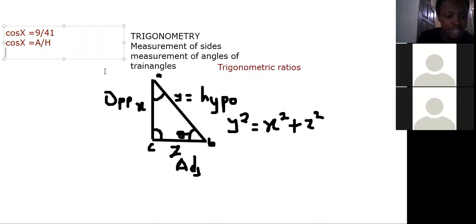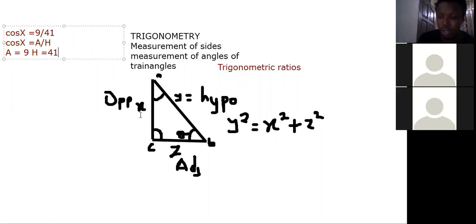So this means that the adjacent is 9, and the hypotenuse is what? 41. So looking at these two, we can use Pythagoras theorem. Here is 41, here is 9. So we can find the opposite, can't we?